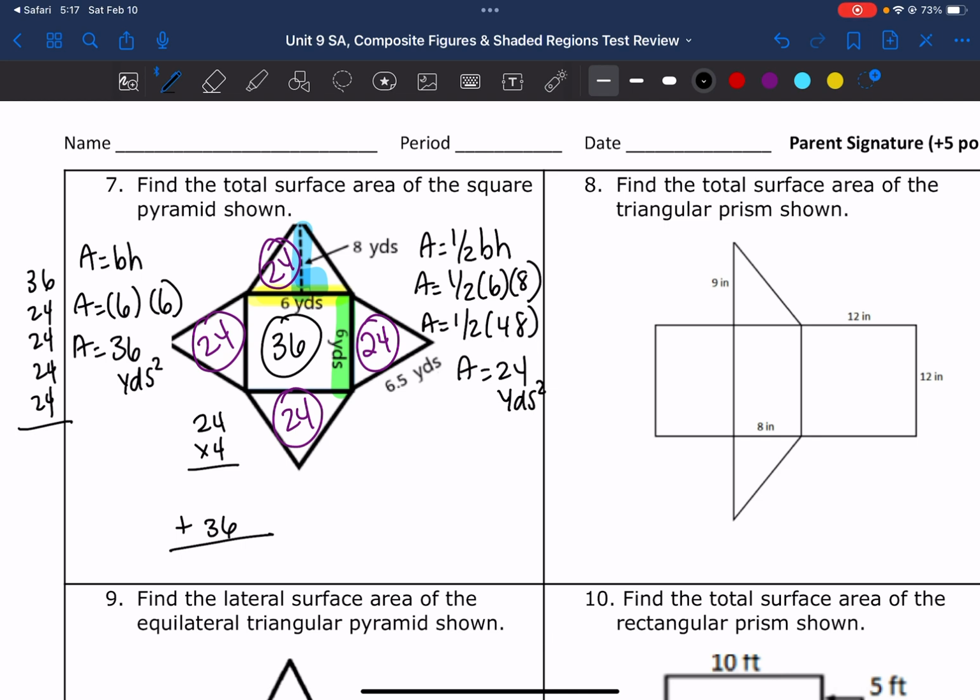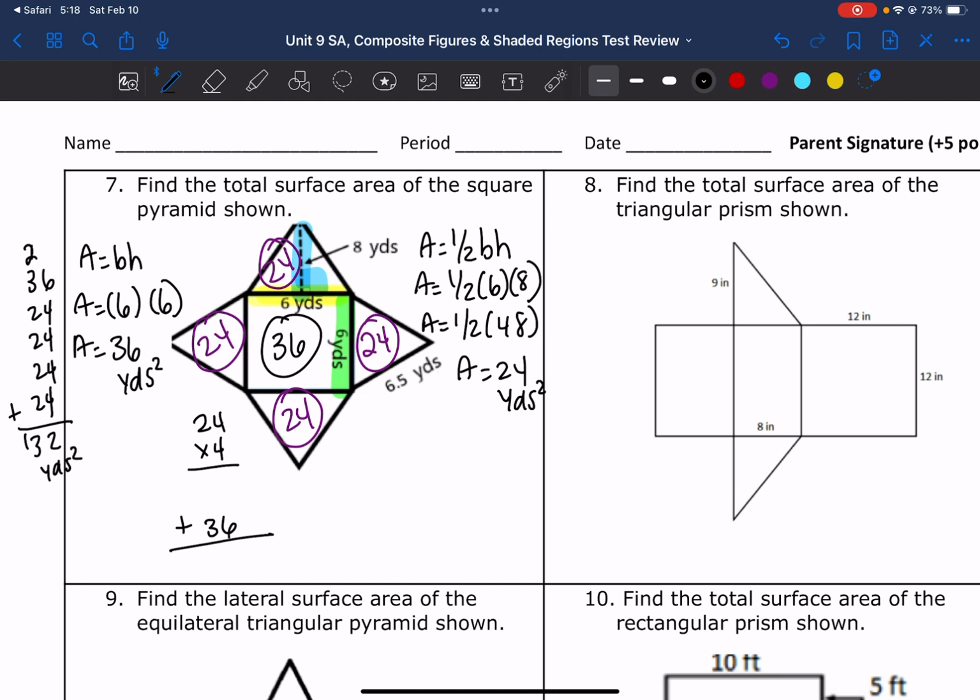If you add all of them up together, let's try that again. There we go. That's much better because that is the answer. All right, so we would get 132 yards squared if you're adding it all together.